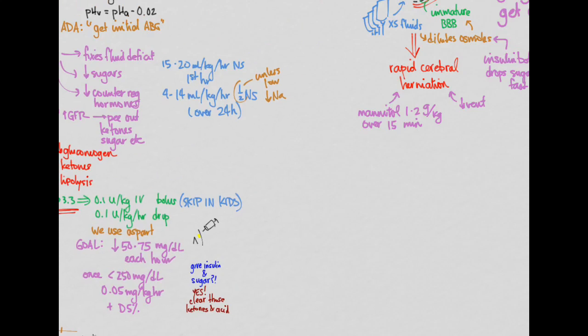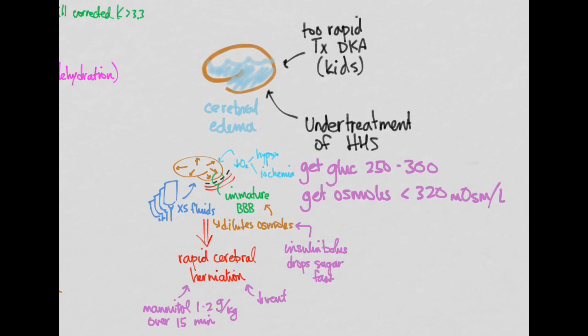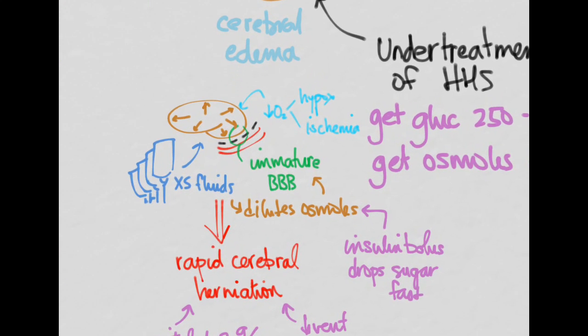We've got one more thing that we need to talk about, and that is something called cerebral edema. What happens mostly in kids is that what we thought was too rapid treatment can cause the brain to swell, and then it could also cause them to herniate. This has also been seen in undertreatment of HHS too. And there are also some kids who come in with DKA with cerebral edema. So it's not necessarily that it's too rapid treatment. The thing is, we're not really sure what causes it.